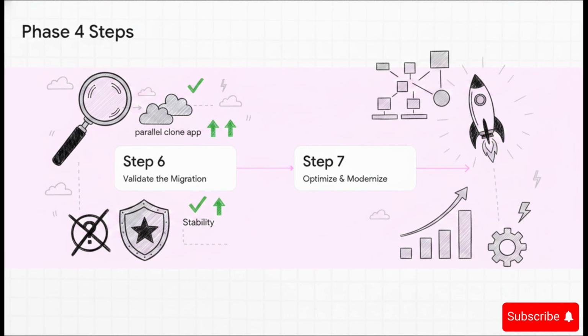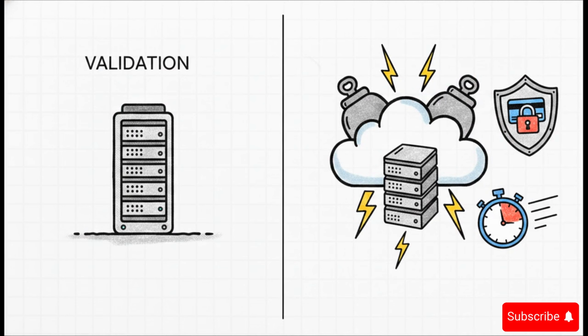Step 6 is to validate the migration. This means running a parallel clone app to rigorously test stability and verify that everything is working perfectly. Only when we are 100% certain do we pull the trigger on Step 7, optimize and modernize. That's where we start upgrading the tech stack for maximum efficiency in its new cloud home. Let's look a bit closer at the validation protocol in Step 6.